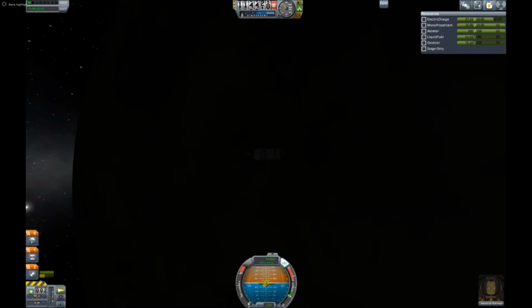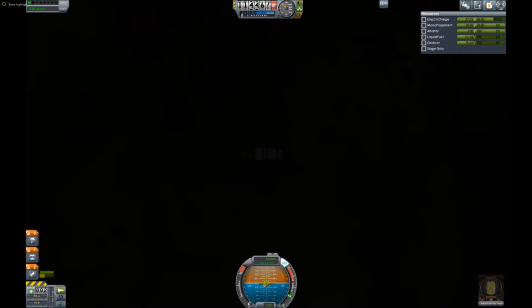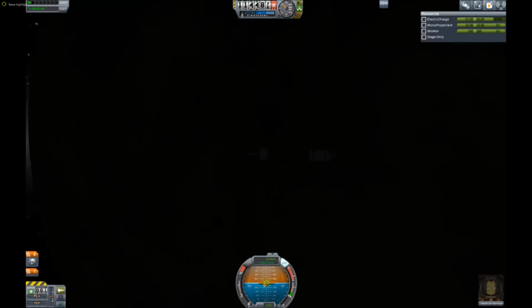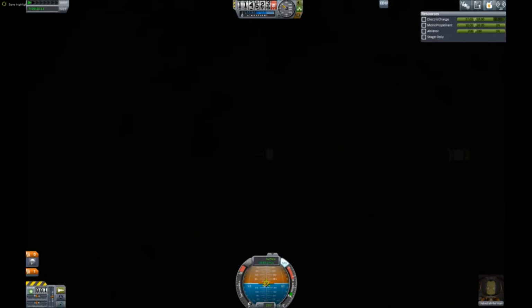Oh, you know what though? This engine's probably going to burn up in the atmosphere and explode. Yeah, I'm going to go ahead and get rid of this. Just hopefully land over water and don't lose our 25 science points, because that would be a bummer.